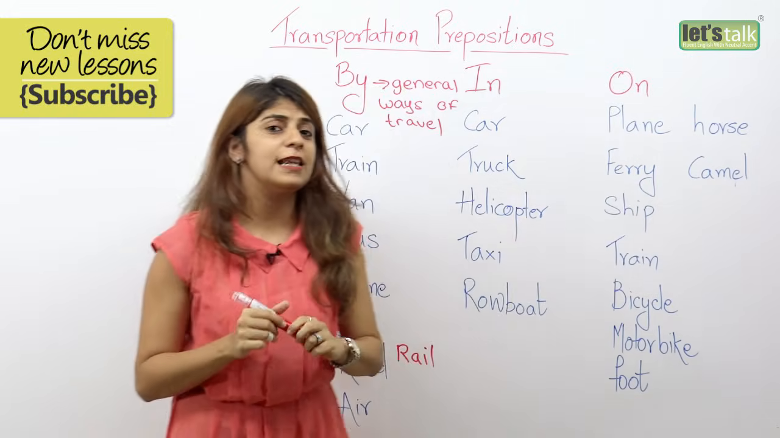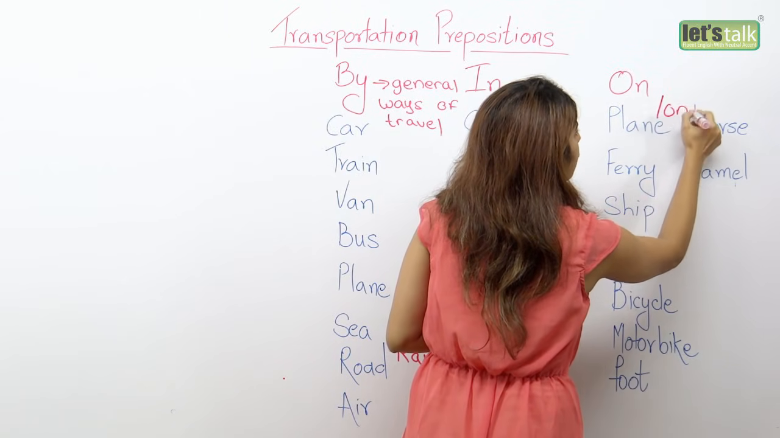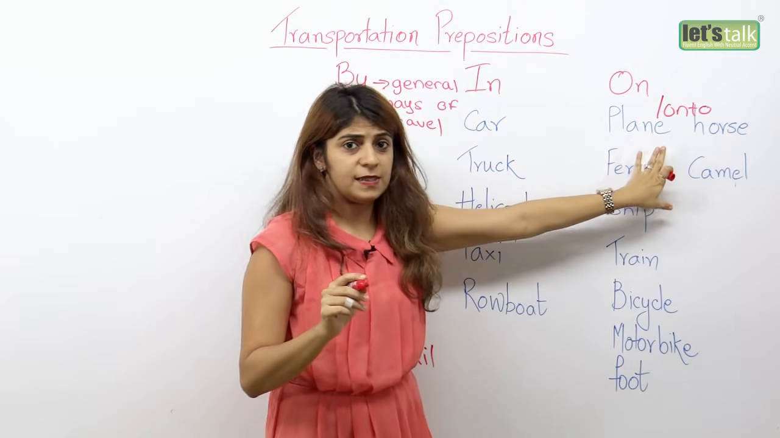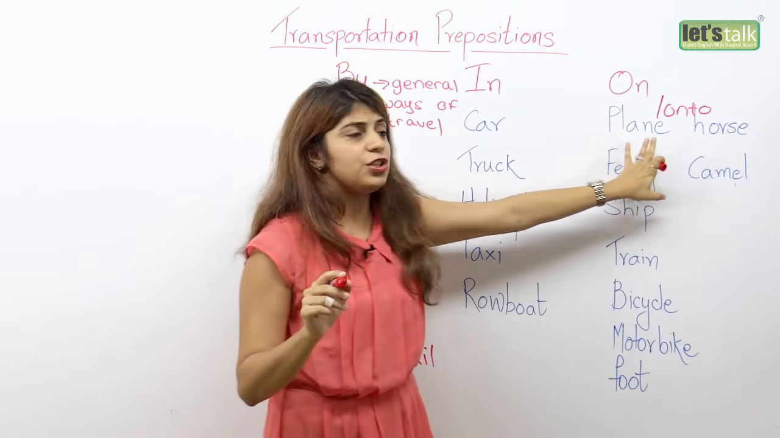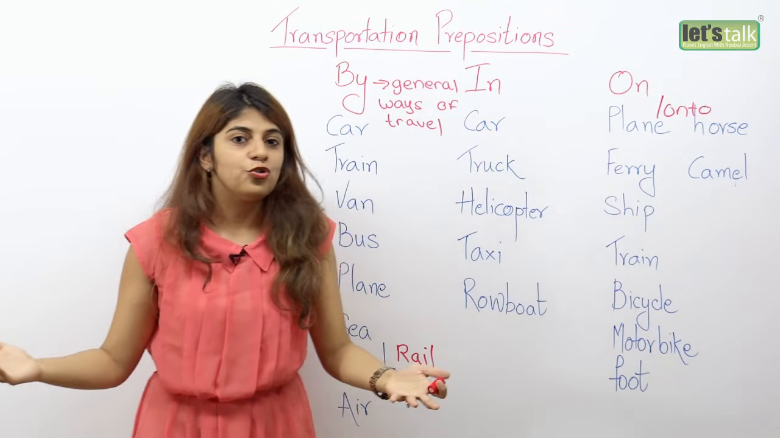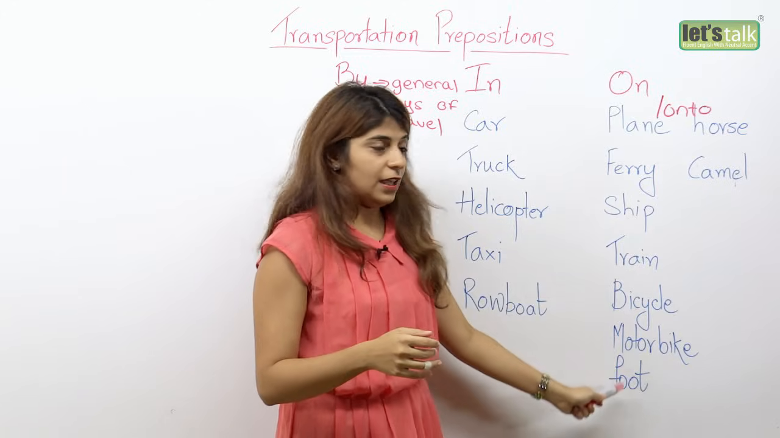You can also use another preposition, onto. But that is only for animals. Oh, I'm just going to climb onto a horse. I'm just going to climb onto a camel or onto an elephant. But not for the other vehicles, all right?